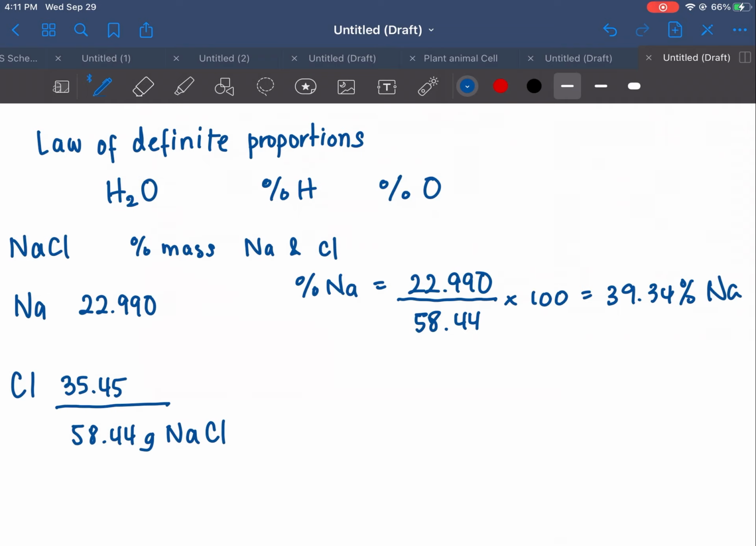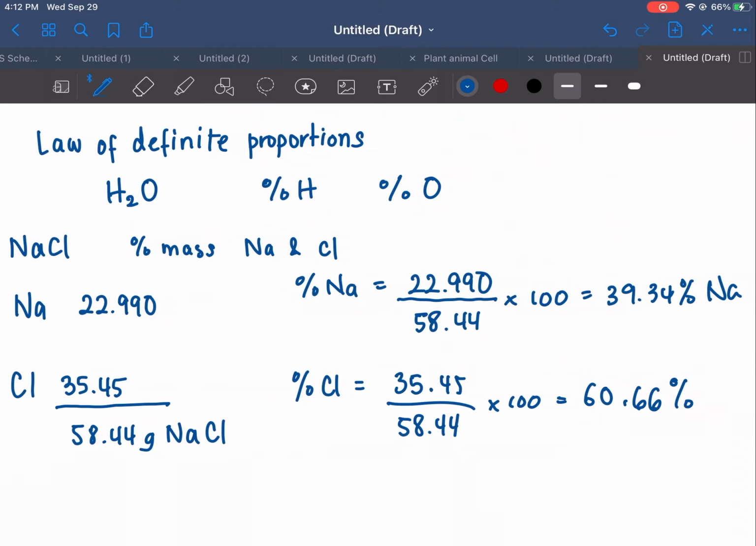Now let's try chlorine. Again, write the mass of chlorine and then divide that by the molar mass. Then you multiply that by 100 and let's see how much we get. It is 60.66%. So roughly about 61%. So even if you have 1,000 grams of salt or 1 gram of salt, the percentage of sodium and percentage of chlorine stays the same. That's why we call it the law of definite proportions.